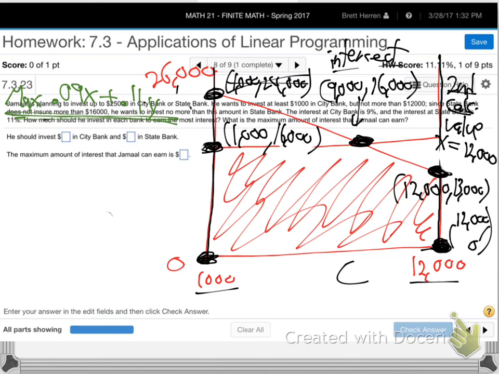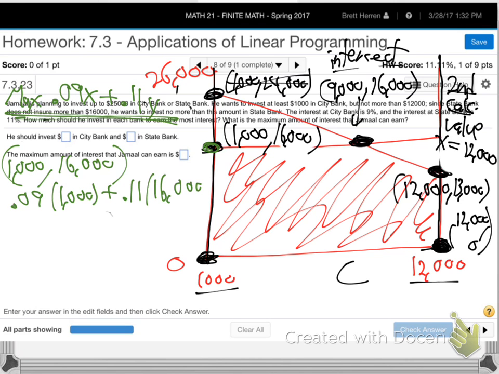Okay, so that means do the first one. I'll start with this one maybe. So the 1,000, 16,000. So it's 0.09 times 1,000 plus 0.11 times 16,000. And then just work that out. Somebody got a number on that one? 90 and 1,760, so 1,850, or 2,660. I might be off by a factor of 10. So 266?